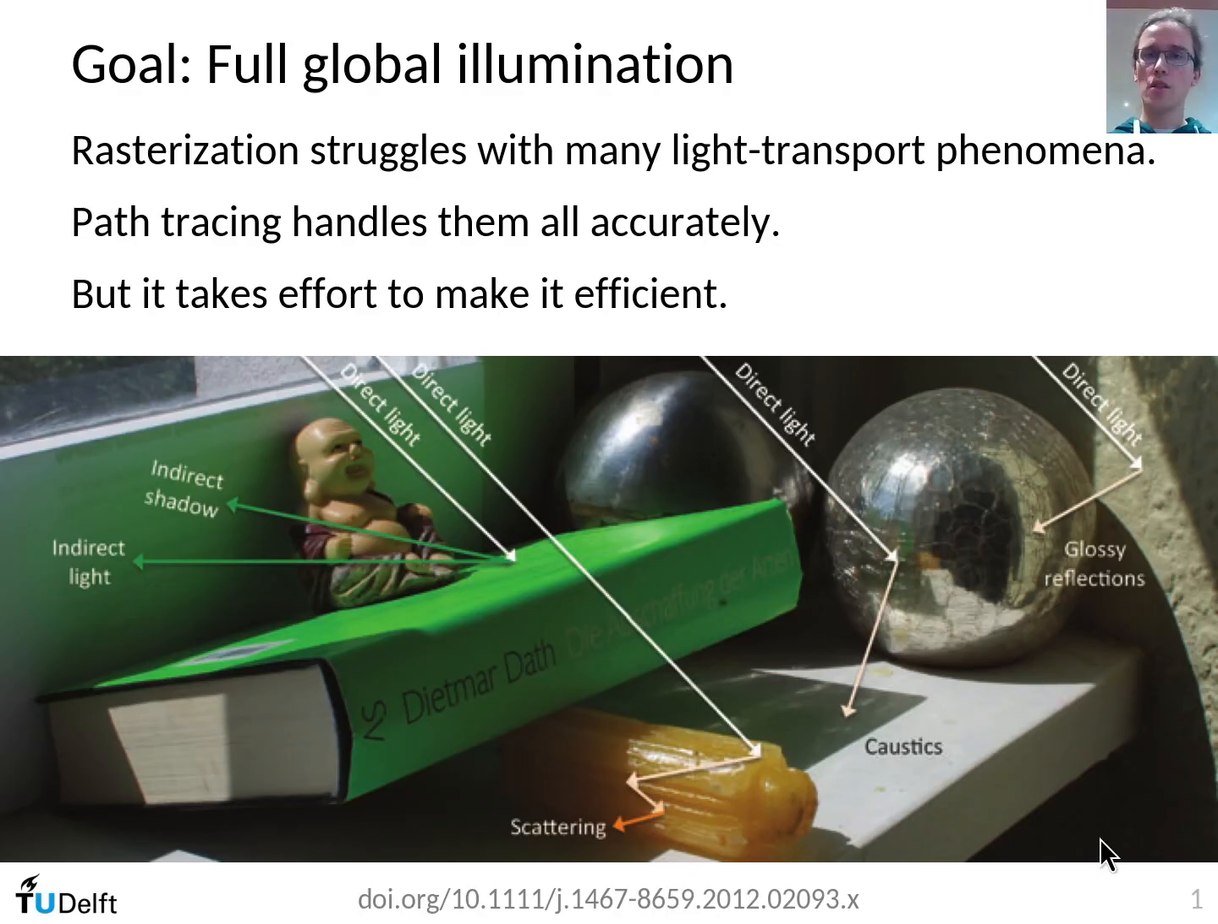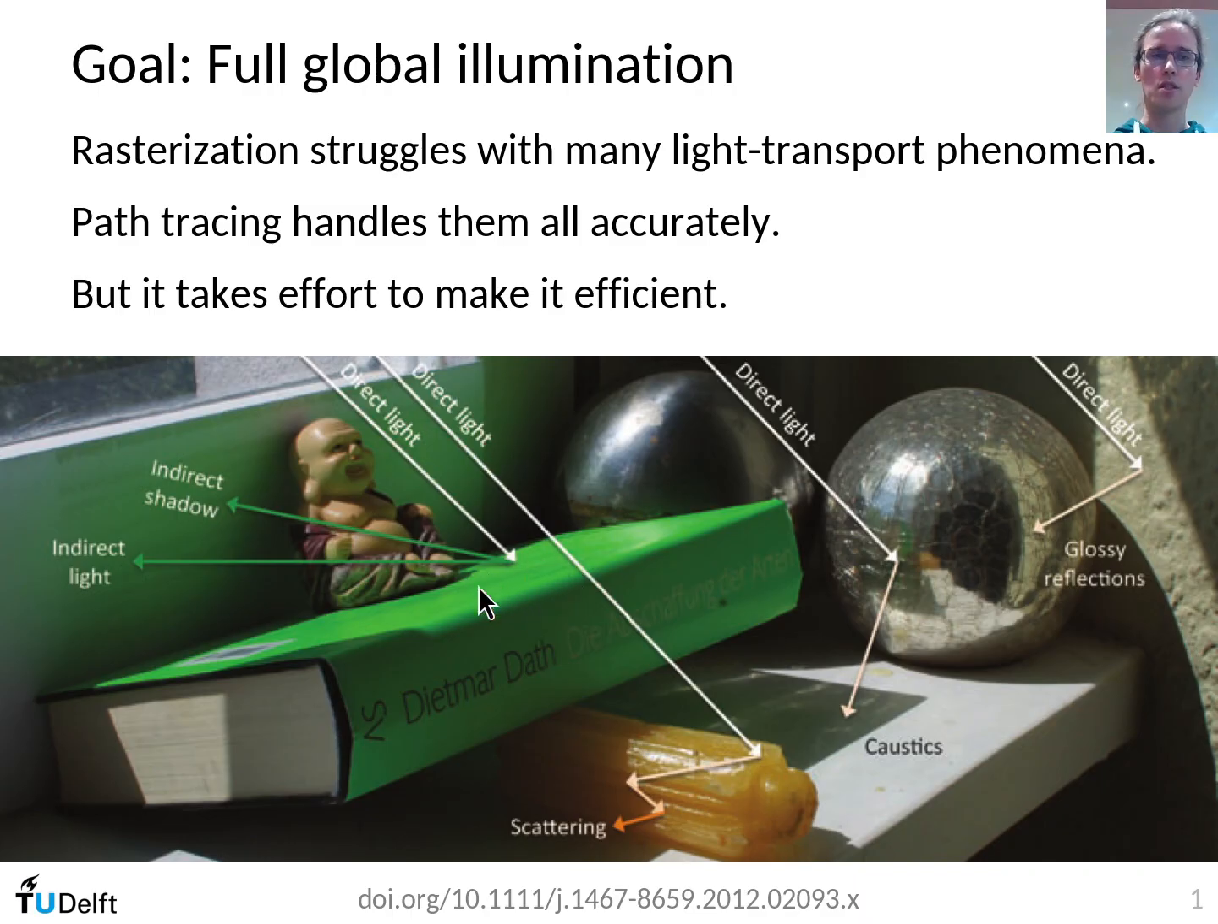So our goal in path tracing is of course to do rendering, and we want to render images with full global illumination. So we want to handle all sorts of light transport phenomena. You can see some examples in this photograph here. For example, we have direct illumination. The sun is coming in through the window and illuminating this scene, but then light scatters throughout this scene.